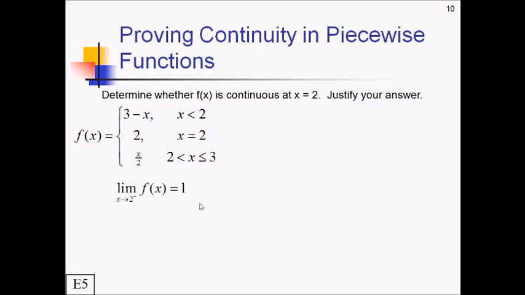And now let's just do the right-sided limit. That uses this last rule where x is a little bit more than 2. So that's going to be 2 divided by 2, which also gives us 1. So our limits match, so that means our limit exists, unlike the last example.